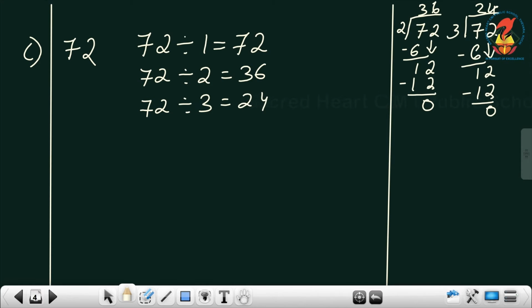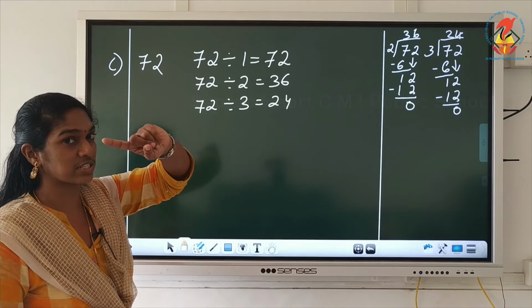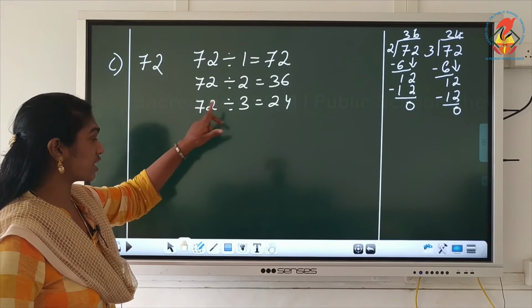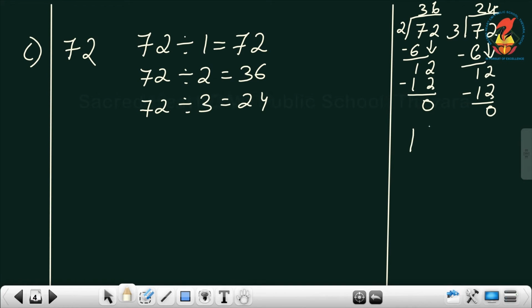So children, we've got for 2 and 3, surely it will be there in 6. Okay, we'll come to that. Now we'll check 4. 72 divided by 4. How many times 4 will go in 7? 1 time. When you minus, you get 3, bring down 2.